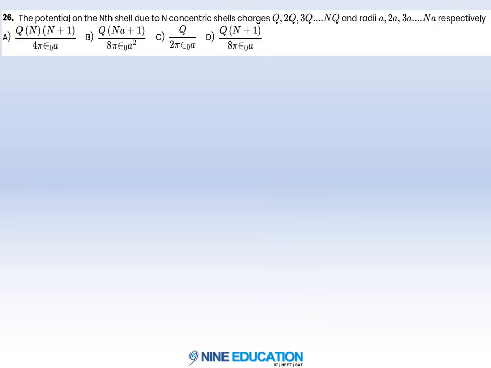So in this question, we have n number of shells with charges q, 2q, 3q and so on, of radius a, 2a, 3a, and what we have to find is the potential on the nth shell. So the potential on the nth shell is due to n number of shells, right? So we can write first the potential due to the first shell.